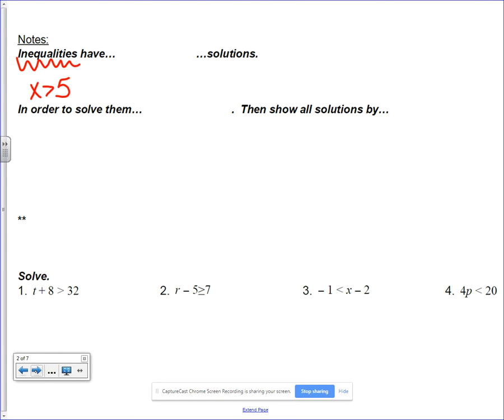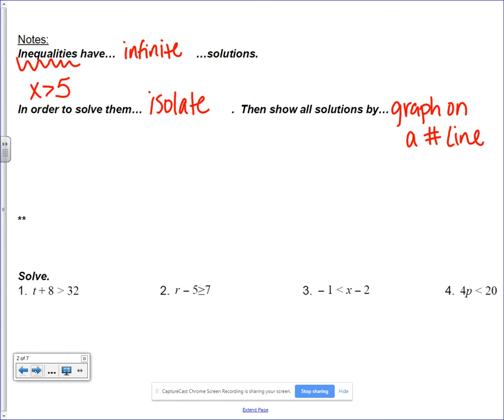How many numbers are there that are greater than 5? Well, there are infinite numbers that are greater than 5. These things have infinite solutions. So in order to solve them, we're still going to isolate, just like we did with equations. But then in order to show all those infinite solutions, we need to graph them on a number line. So this is not going to be an XY coordinate plane kind of a graph. This is going to be a number line graph.